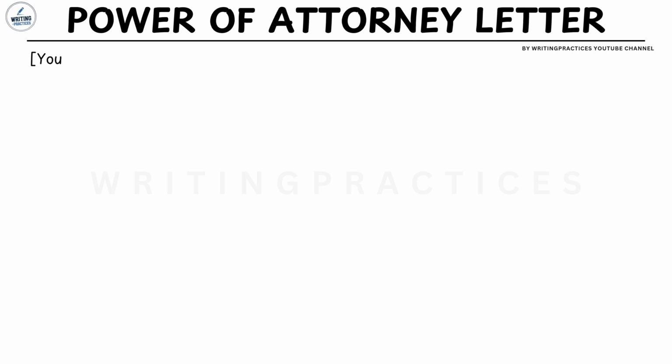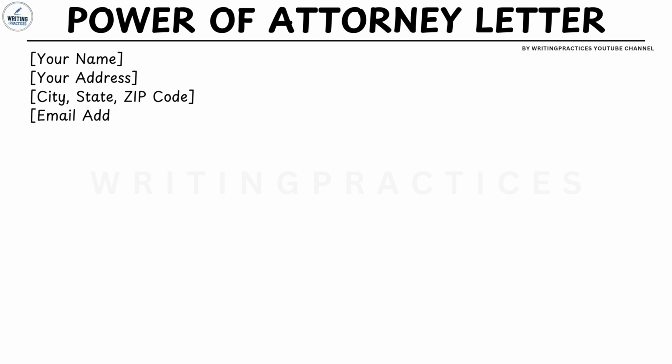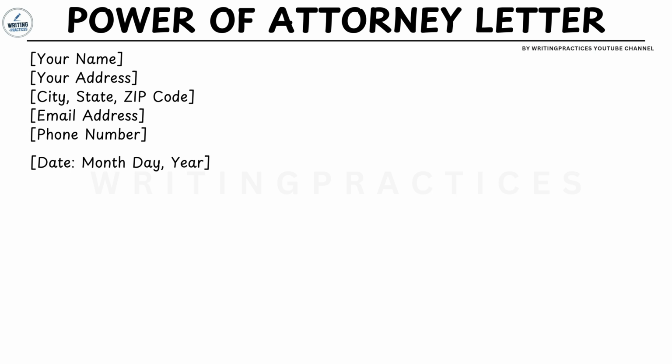Let's get started. Header section, your information. Begin your letter with your personal details: your name, your address, city, state, zip code, email address, phone number. Including your contact information ensures the recipient knows who is issuing the POA and provides a way to contact you if needed. Date. Place the date below your contact information. Example, date, November 26, 2024. The date indicates when the letter was executed, which is critical for establishing its validity.